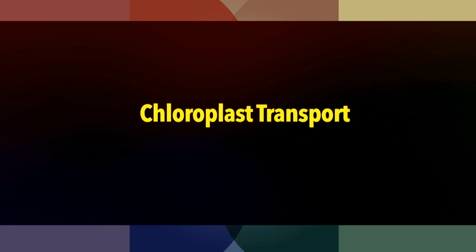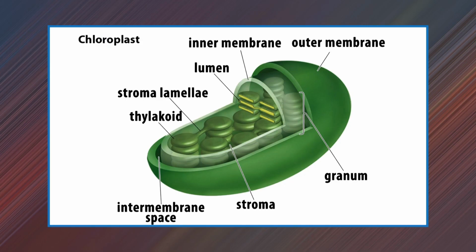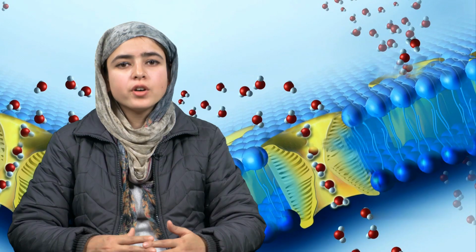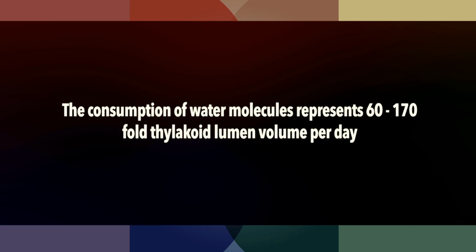Number 3. Chloroplast transport. Because of its roles in cell bioenergetics and photosynthesis, the plant chloroplast is a unique organelle in eukaryotic cells. One key reaction is oxidation of water to molecular oxygen that occurs in the thylakoid lumen. It was calculated that the consumption of water molecules represents 60 to 170 fold thylakoid lumen volume per day.